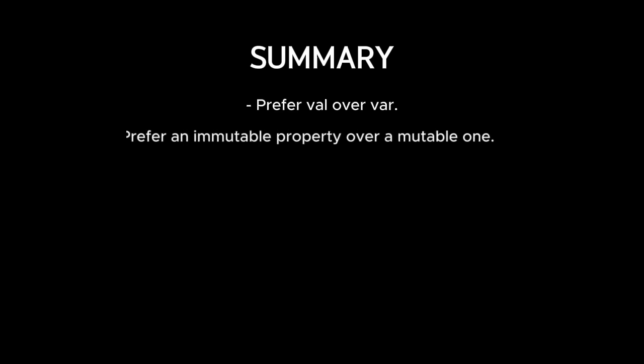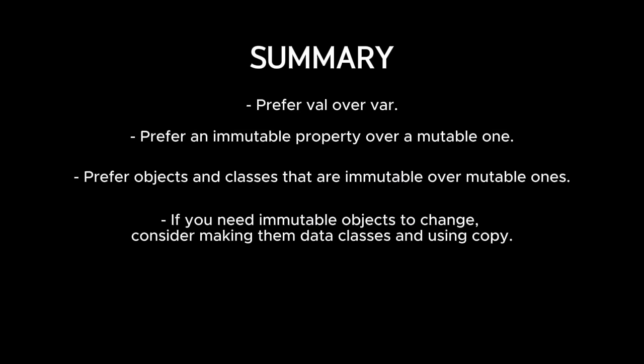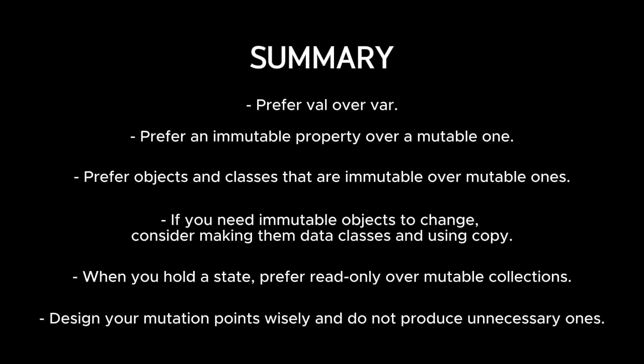Summary. In this chapter, we've learned why it is important to limit mutability and to prefer immutable objects. We've seen that Kotlin gives us many tools that support limiting mutability. We should use them to limit mutation points. The simple rules are: prefer val over var, prefer an immutable property over a mutable one, prefer objects and classes that are immutable over mutable ones. If you need immutable objects to change, consider making them data classes and using copy. When you hold a state, prefer read-only over mutable collections. Design your mutation points wisely and do not produce unnecessary ones.